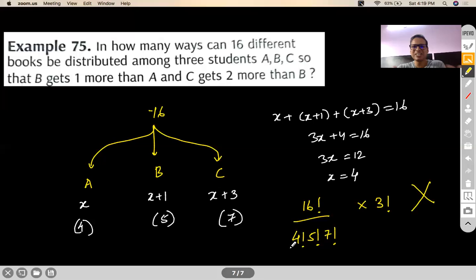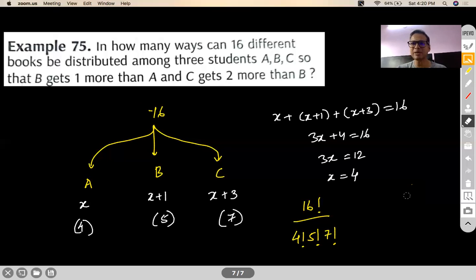Sir, why? Sir, you only told, sir, order is important here, 3 people. Why not into 3 factorial? Yes, there will not be any 3 factorial here because these books are not free to change hands. Yes, they are predetermined. A must get 4. A cannot get 5 books. When do you multiply with 3 factorial? When you are saying you're distributing these books to 3 people. So you don't know who will get 4, who will get 5, who will get 6. So there is an arrangement possible of 6 ways.